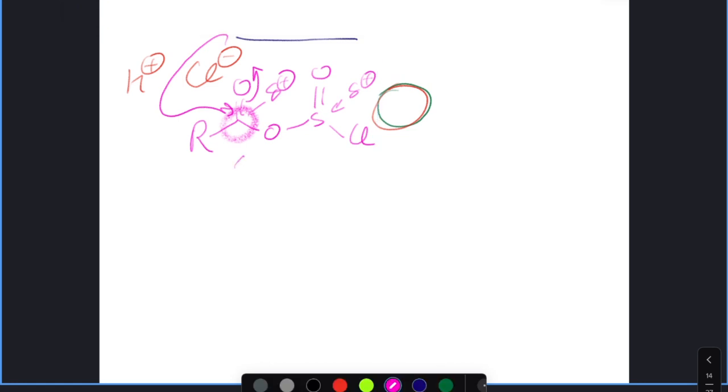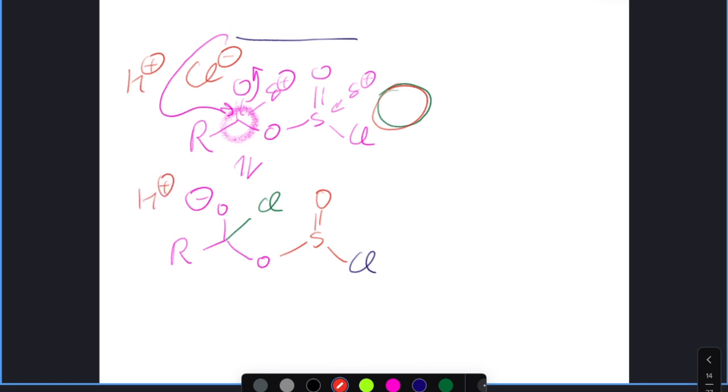What I'm saying is we have our R, we have our O minus, we just brought in chlorine and O, sulfur, oxygen, and one more chlorine over here. And remember, we still have a proton swimming around in solution. That's just our charge balance.